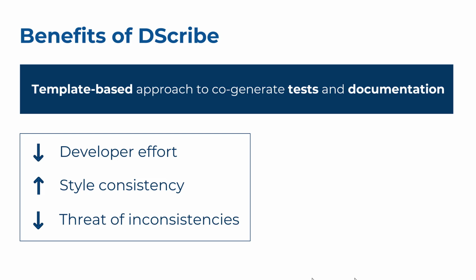All in all, DScribe does not aim to replace manual testing, but to streamline testing and documenting boilerplate specifications. This allows developers to focus on more complex, component-specific specifications.